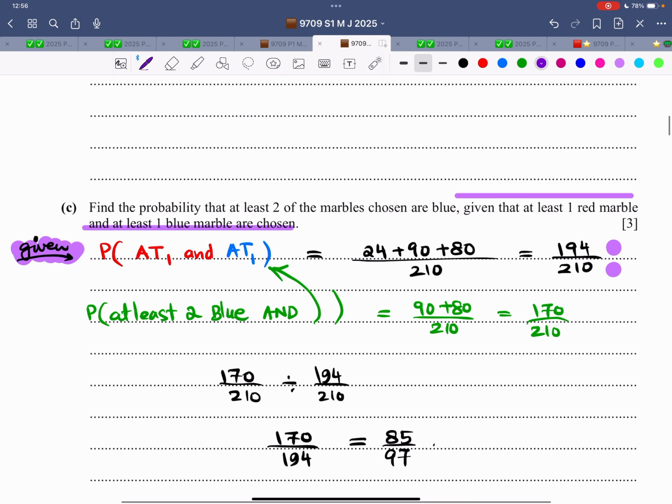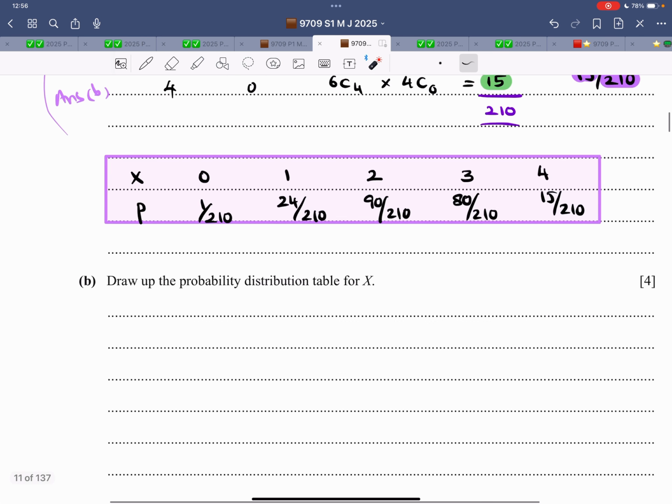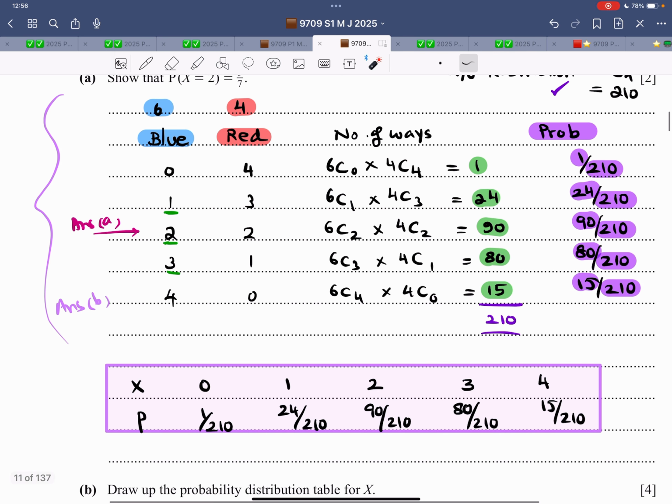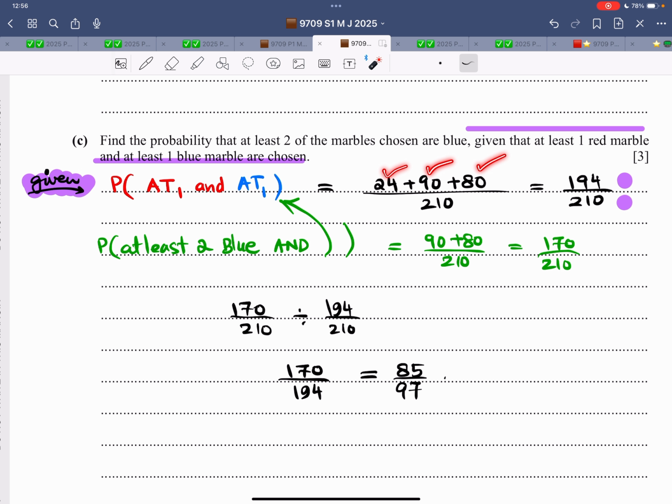And third part, find the probability. At least 2 of the marbles chosen are blue, given that at least 1 red marble and at least 1 blue marble are chosen. At least 1 blue and at least 1 red. So let me go to the table. At least 1 blue and at least 1 red. So basically it could be 1, 3, 2, 2, 3, 1, that is 24, 90 and 80. So that is 24, 90 and 80. That is 194 over 210.